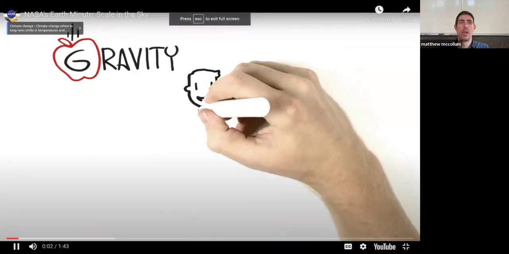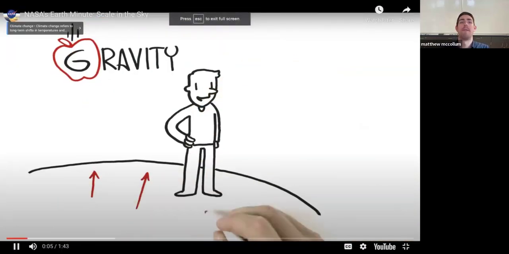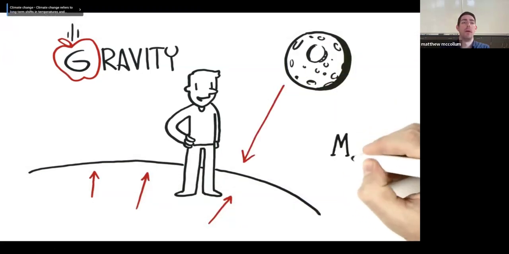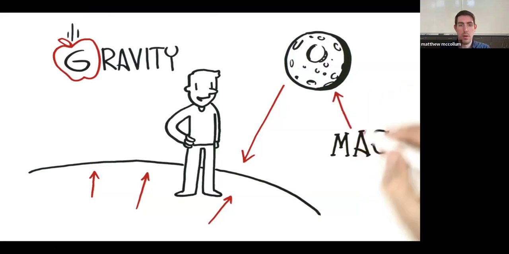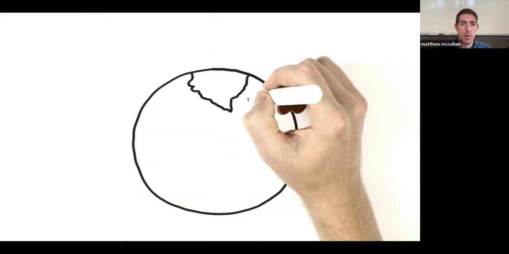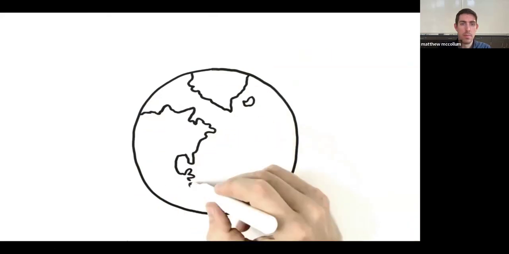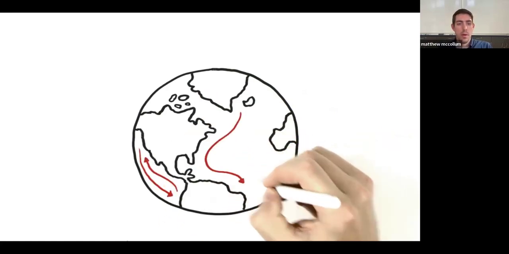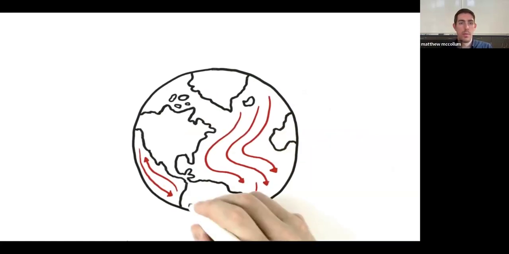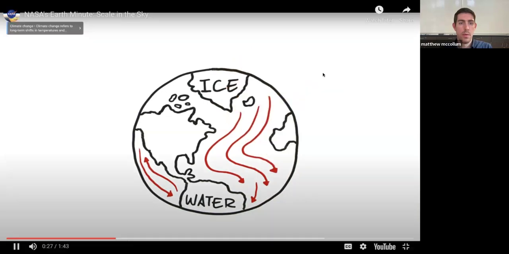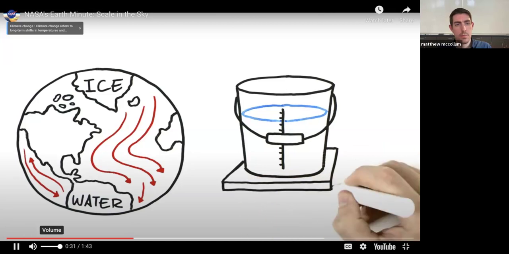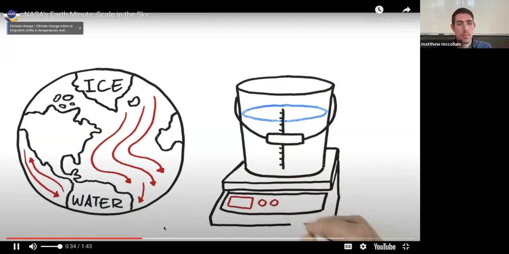Gravity. It's everywhere. It's the force that keeps our feet on the ground and the moon orbiting Earth. But where does it come from? Mass. That's simply the amount of stuff that makes up an object. The more mass something has, the more gravity it has. Earth's gravity is constantly changing because something with a lot of mass is moving around all the time. What's moving? Water and ice. If you've ever picked up a bucket of water, you felt just how much mass it has. It creates a lot of gravity.